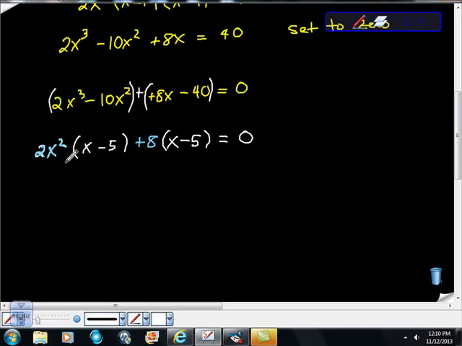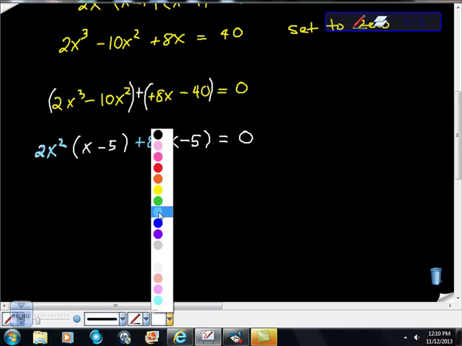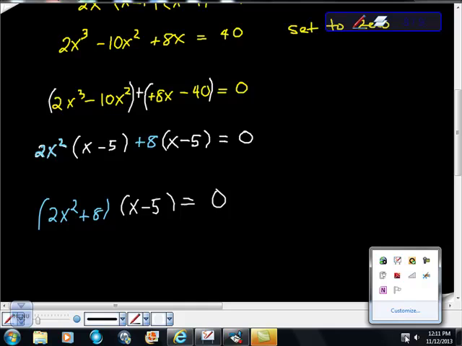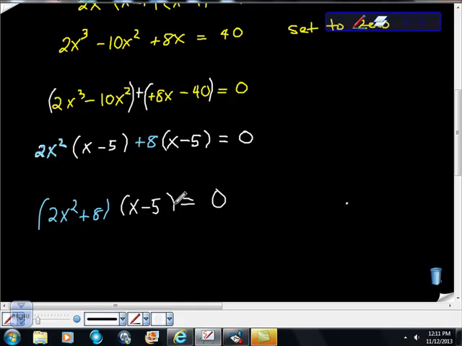This confuses people because of what I'm about to do. It looks like I'm dropping one of these. I'm not. So let me show you what I'm going to do. I'm going to say 2x squared plus 8 times x minus 5 equals 0. So somebody out there is going to go, oh my God, he dropped one of those. How did he do that? Is it magic? Does the guy know what he's doing? Those are two different questions. But having said that, look at this for a second.